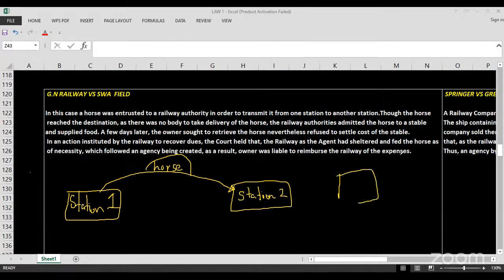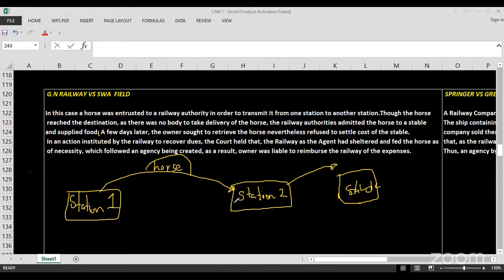Right? So from station to station, the horse is ready, but from the station, the horse should be taken to a stable, no? Where it can stay. But what has happened? Let's see. Okay, the railway authorities admitted the horse to a stable and supplied food. But no one was there to take this horse. Can the horse go? Does it have the knowledge to go to the place where it had to go? No, right? It will just stay, no? It doesn't know. It's not like a human.